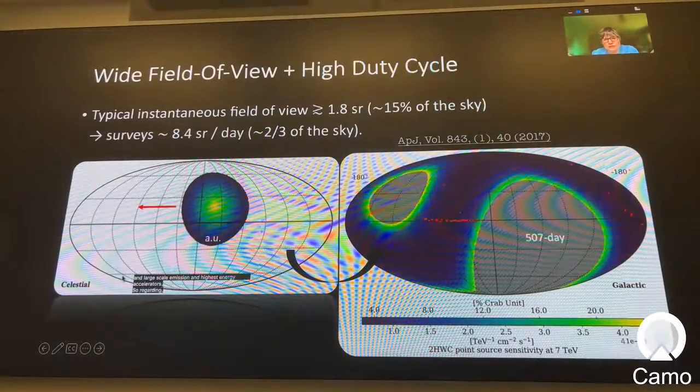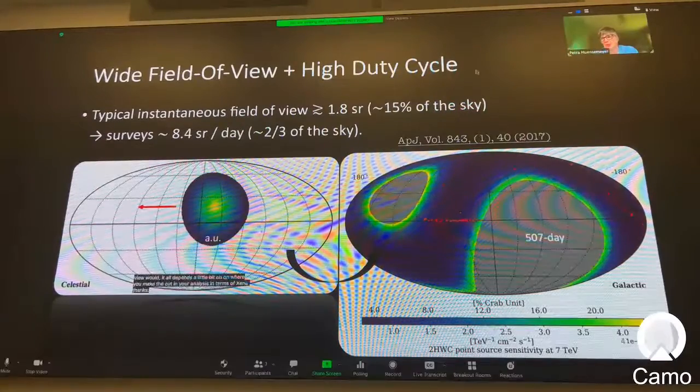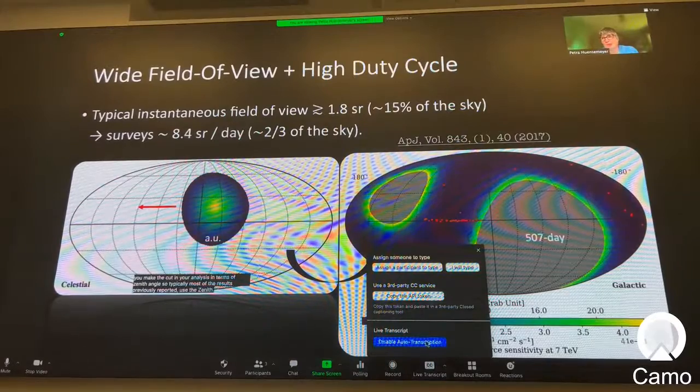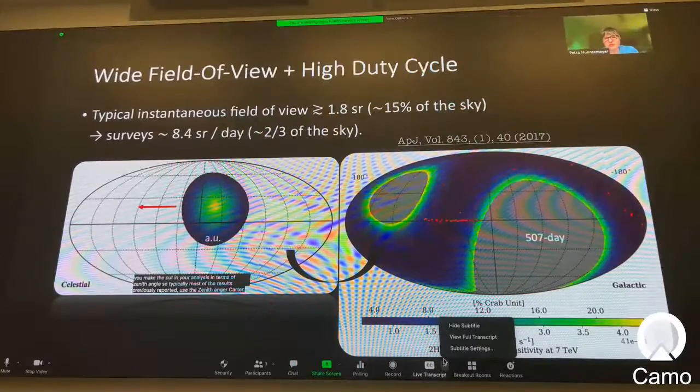So regarding the wide field of view and high duty cycle, typically PDAs have an instantaneous field of view of about 2 steradians, which is about 50% of the sky. They can have a larger field of view. It depends a little bit on where you make a cut in your analysis in terms of zenith angle. So typically, most of the results previously reported used a zenith angle up to 45 degrees, but some will go beyond that, to 60 degrees, for example.